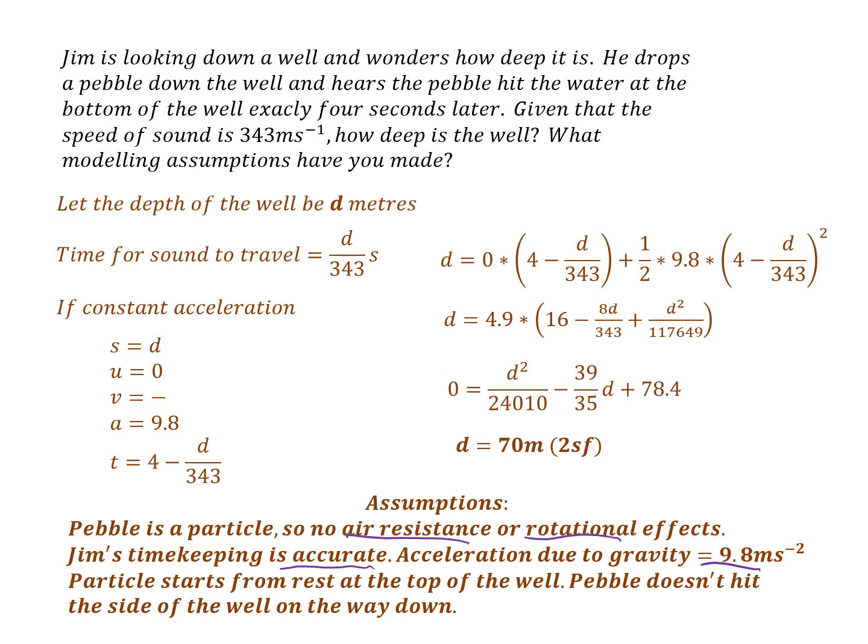We're also assuming that Jim does actually drop it from rest from the top of the well, and that the pebble doesn't hit any part of the well on its way down. So quite a lot of assumptions going behind that, and that's another reason why this 70 meters is probably only the level of detail or the level of accuracy which is justifiable. Okay, so that's my answer to the question.